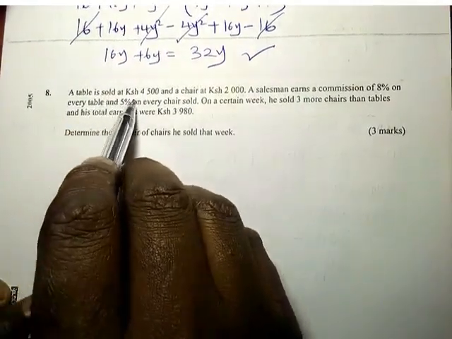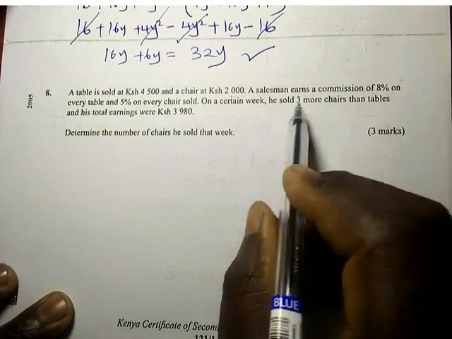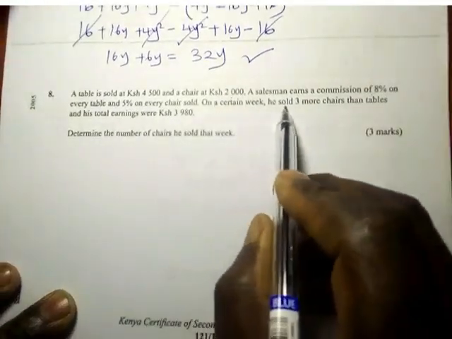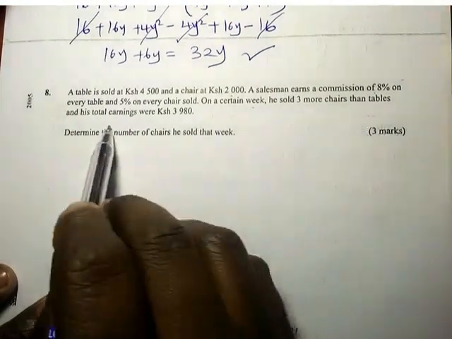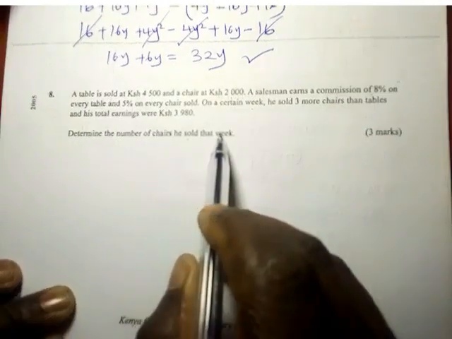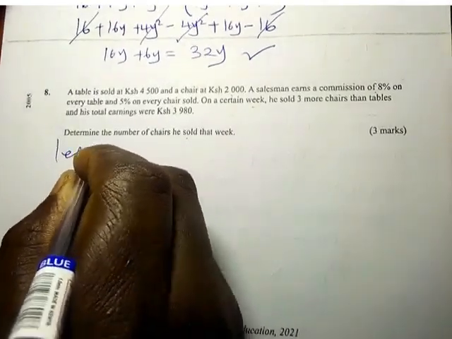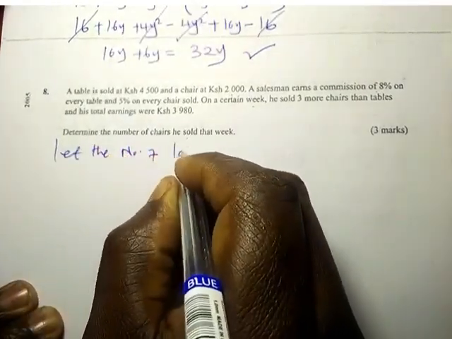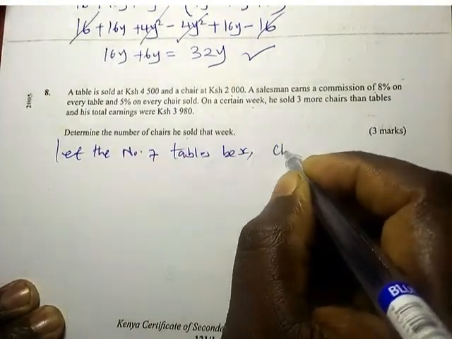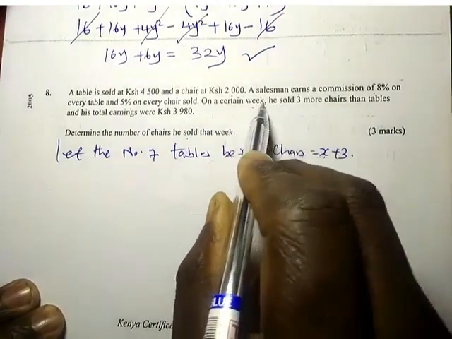A table is sold for Kenya shillings this, a chair this. A salesman earns a commission of 8% on every table and 5% on every chair. In a certain week, he sold 3 more chairs than tables, and his total earnings were this. Determine the number of chairs he sold. Let the number of tables be x. So chairs will be x plus 3, because there were 3 more.